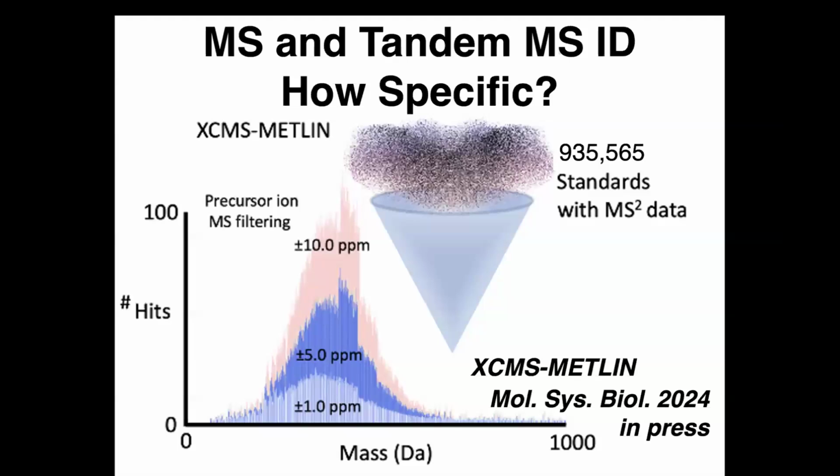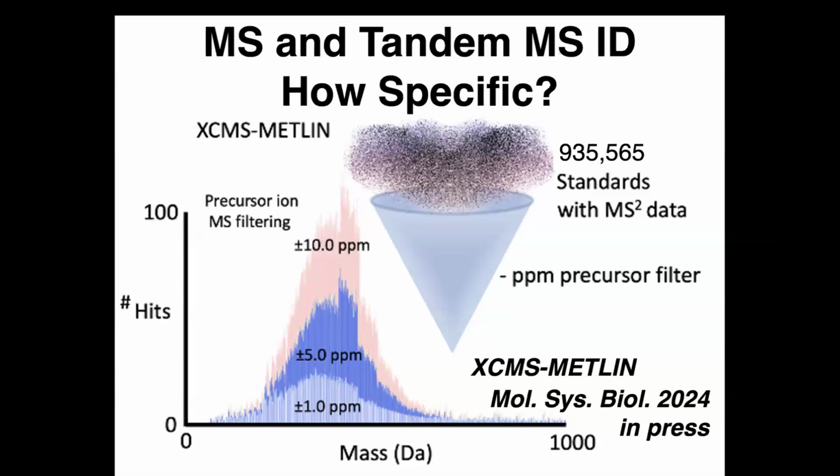If we went down to 5 parts per million, which is a more typical cutoff for most instruments these days, we got that down to 50 hits typical. And if we went down to 1 ppm, which again is very doable with current instruments, we were able to get that down to about 10 to 20 hits.